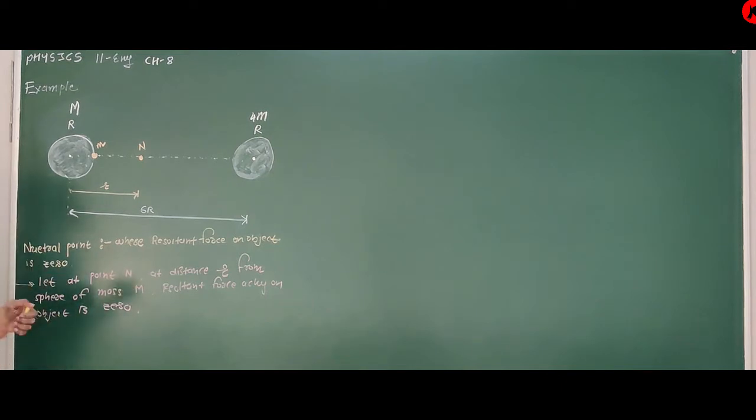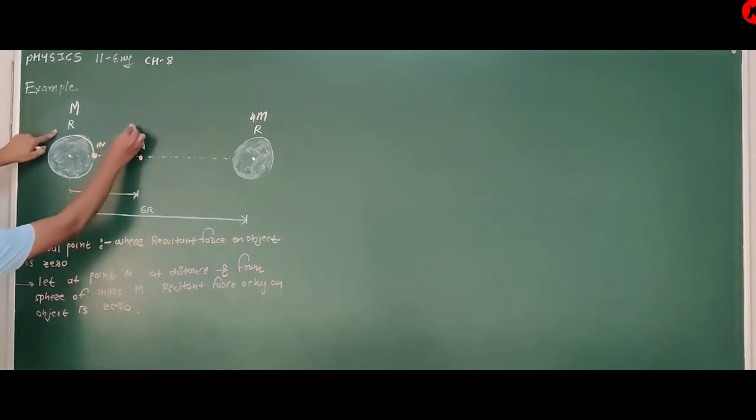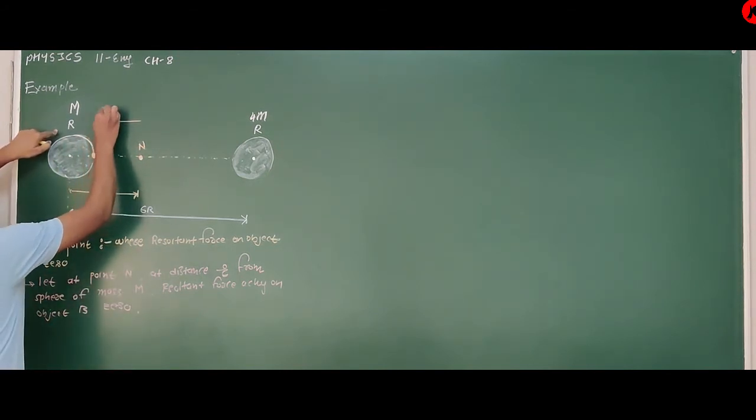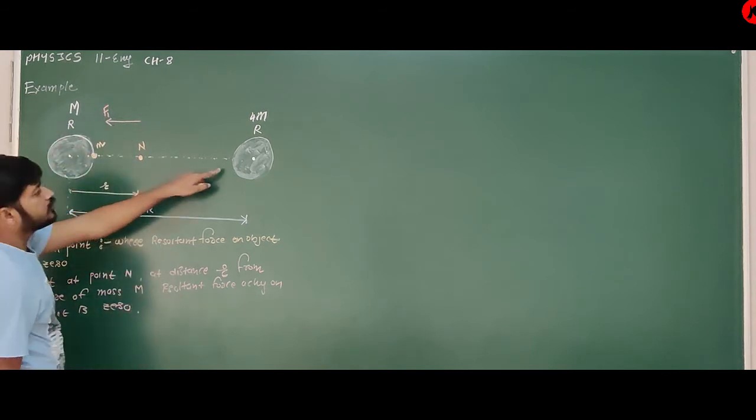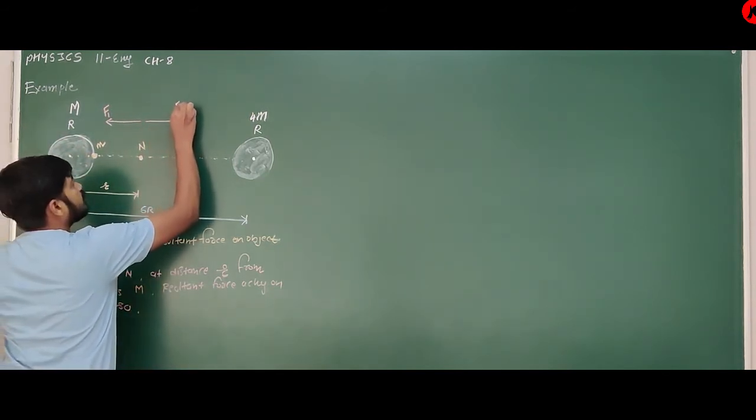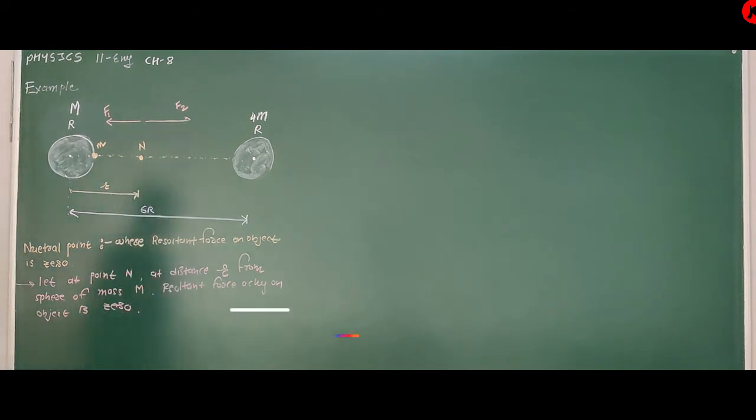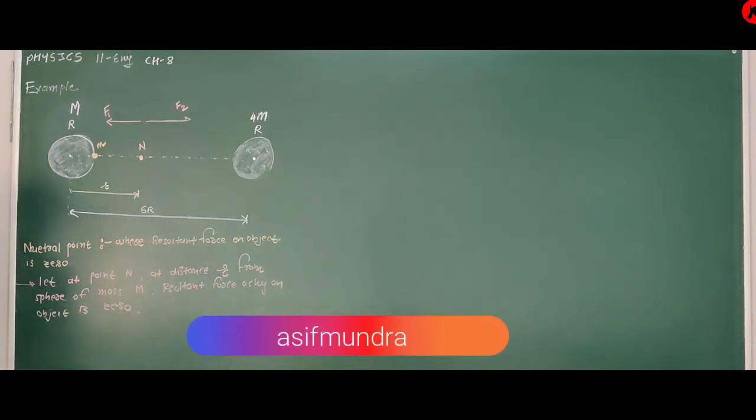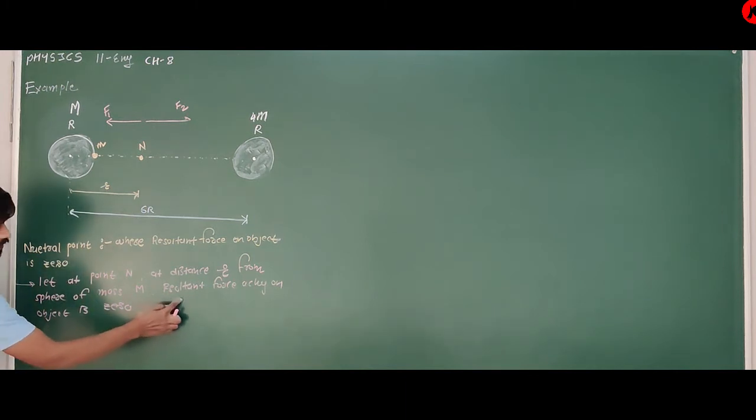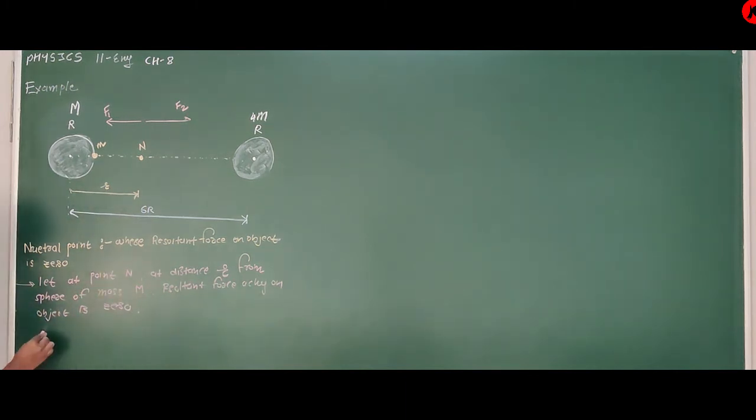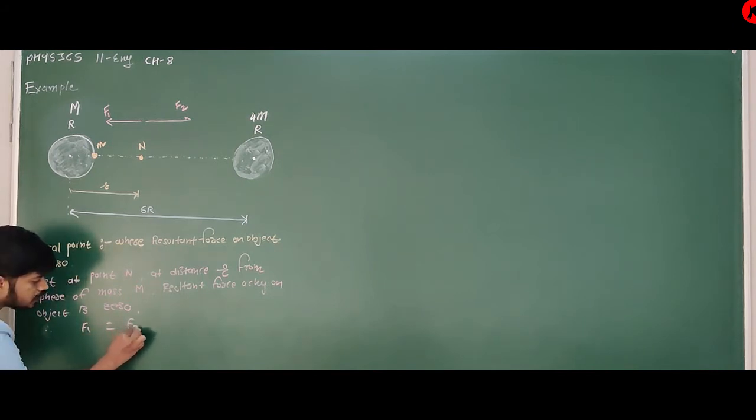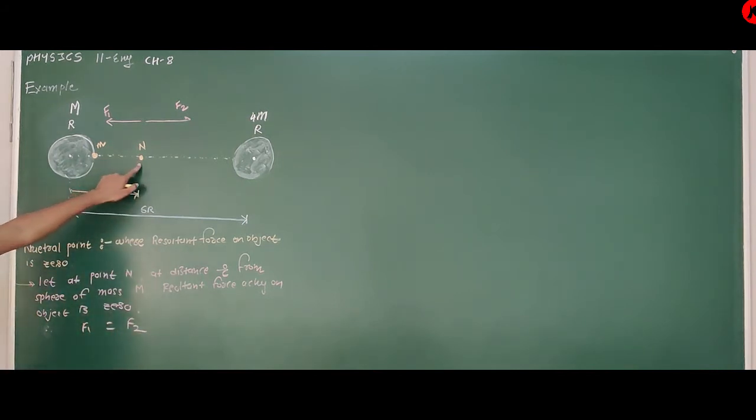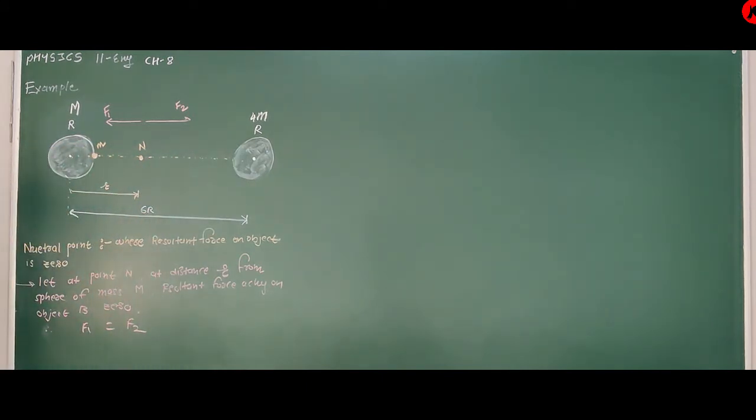Now we know that gravitational force is an attractive force. So on this object, the gravitational force due to this sphere is in this direction, F1, and due to the other sphere it is obviously in the opposite direction, F2. If their magnitudes are the same, the resultant force acting on the object is 0. Therefore F1 is equal to F2.